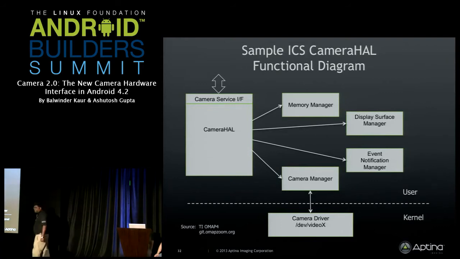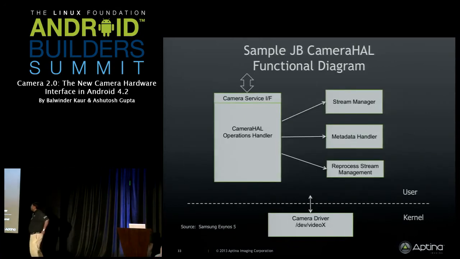So this is the functional camera HAL diagram. That's how the camera HAL used to look until ICS and the previous versions. The major functionality of the camera HAL is to manage the memory. It should know what kind of memory it is dealing with, and what kind of memory the camera hardware needs from it. Then it needs to manage the display surface, since the ultimate consumer of the camera buffers is the display surface, so it has to manage the equilibrium between the display and the camera. It needs to respond to the events it is getting from the driver, and it also needs to generate events for the application layer. And ultimately, it has to manage the camera. So this is the camera manager which talks to the camera driver.